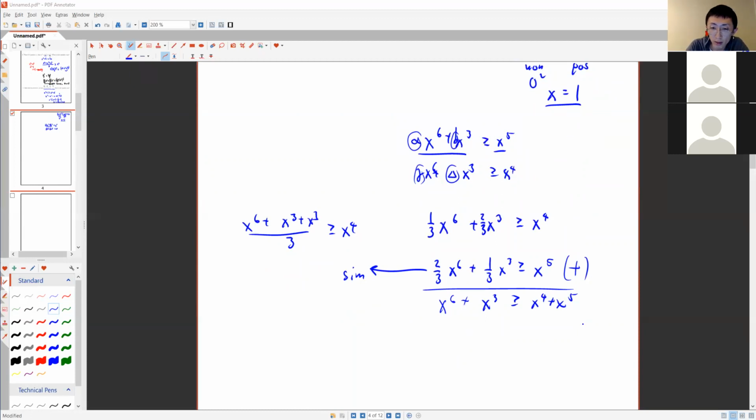So I guess in general, okay, both of these have an equality case where x is 1, I believe. Since here we need x to the 6th equals x cubed, and here we need x to the 6th equals x cubed. So equality can be achieved.